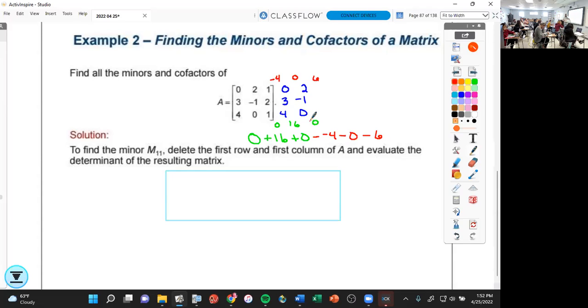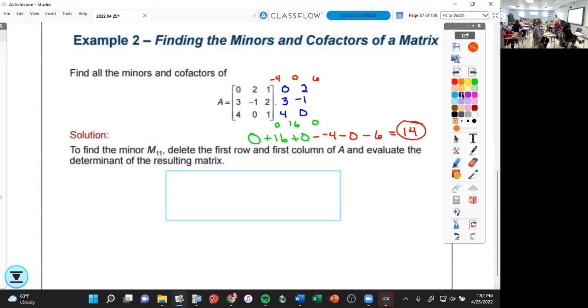Columns. Yes. What'd you get? 14. Good. The determinant of this matrix is 14. Now that's the first way that I was taught. I didn't show this the second period because that's not part of the curriculum. I'm just kind of expanding a little bit.